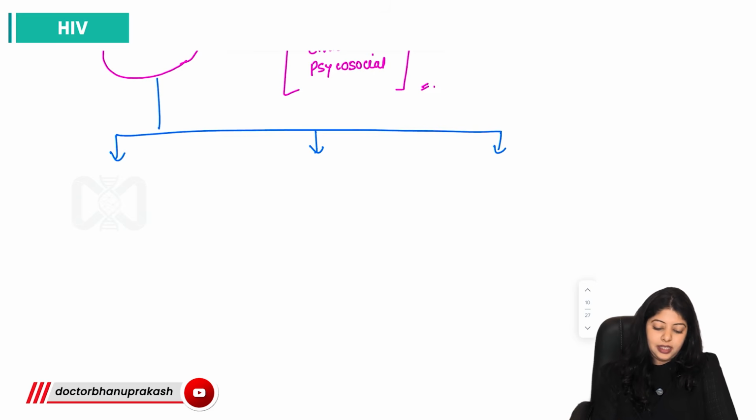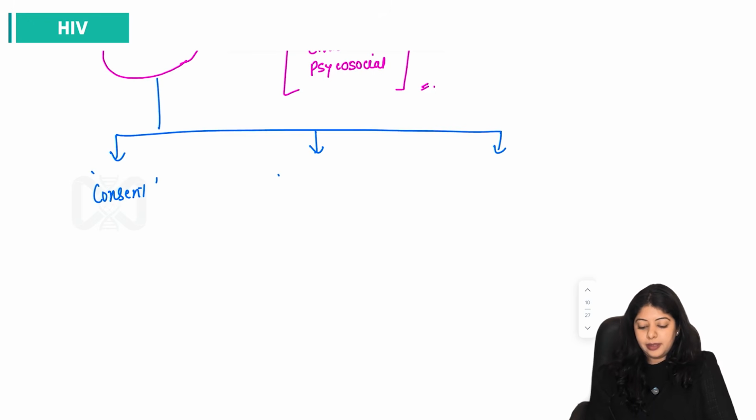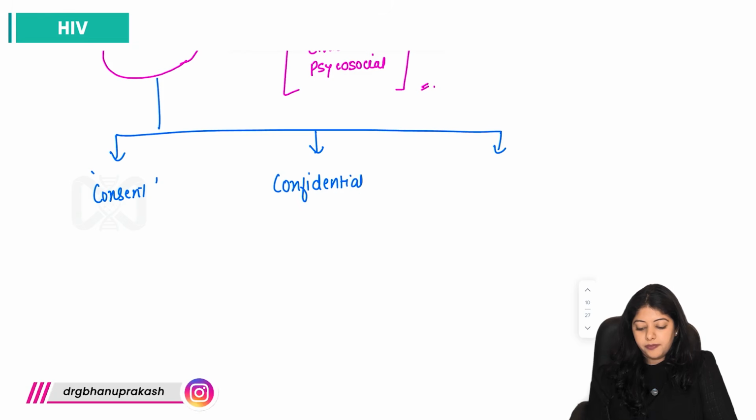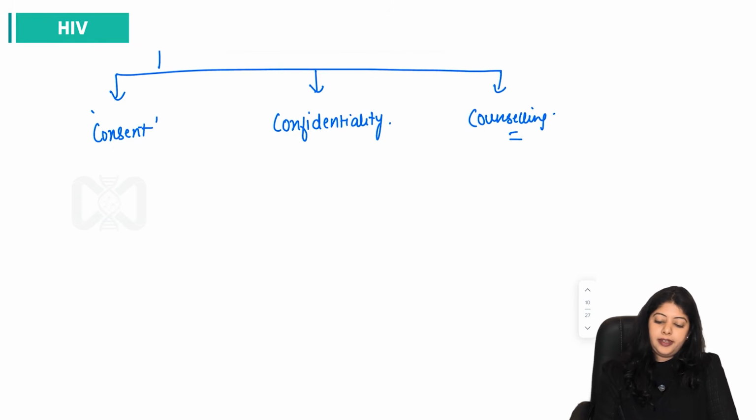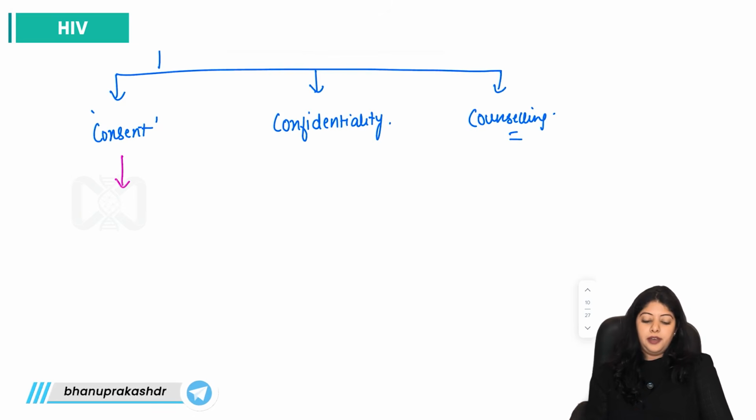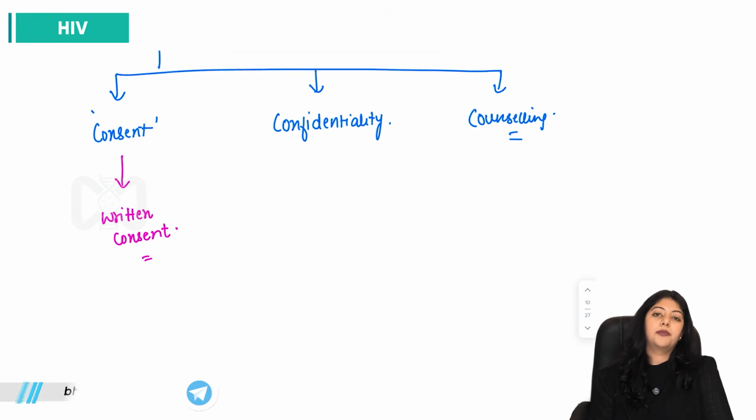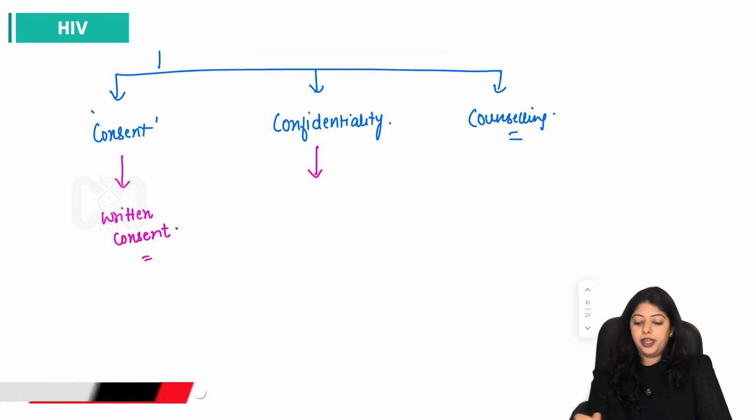So first is consent. The second one is confidentiality. And the third being counseling. Very, very important that while testing the patients, we need to have written consent from the patient itself. And then whether the results are reactive or non-reactive.